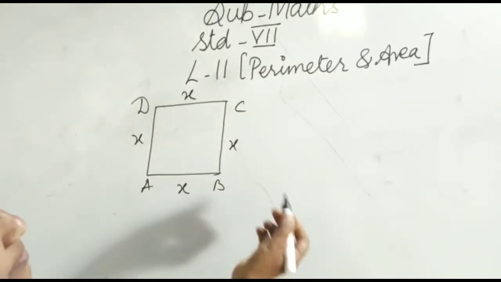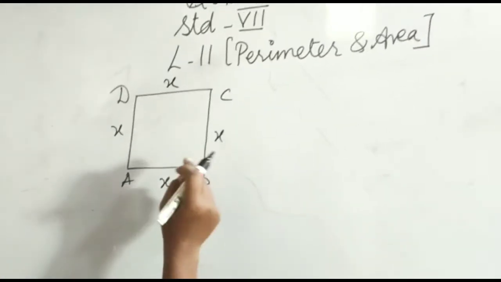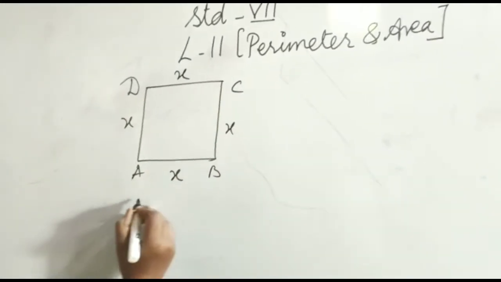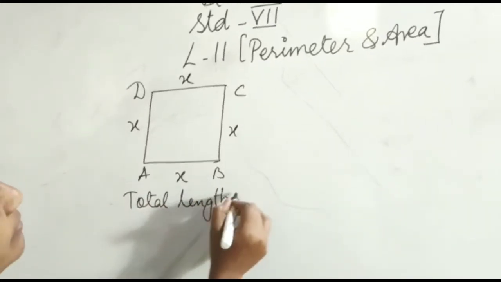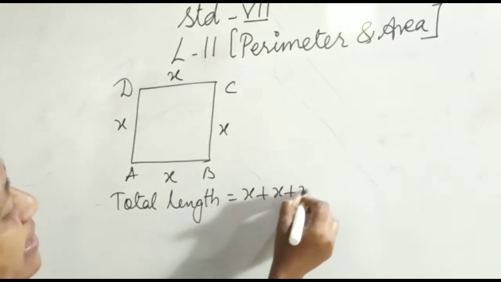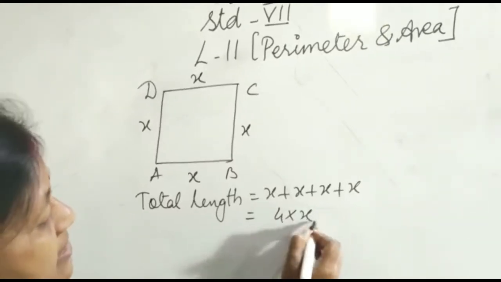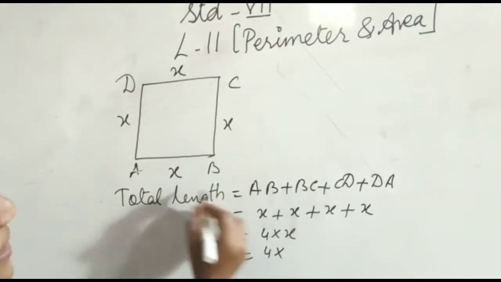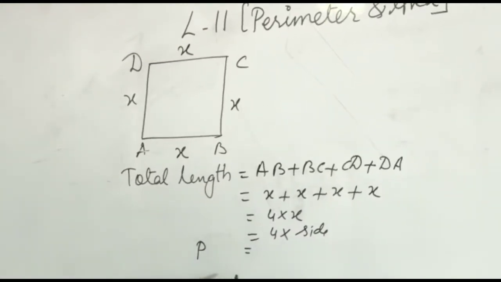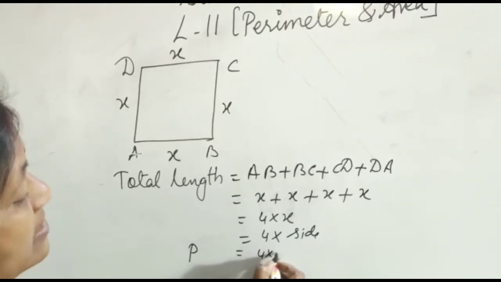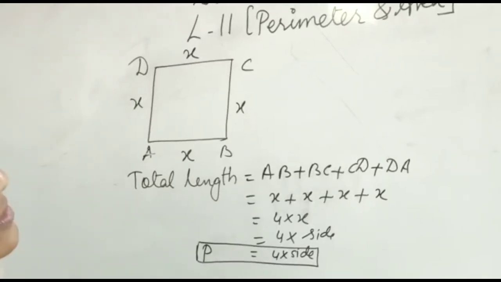Then, as I told you, perimeter means the total length along the boundary of any closed figure. Therefore, what will be the total length? The total length will be x plus x plus x plus x. That means 4 times x, that is 4 into x. And x is nothing but the length of each side. Therefore, the perimeter of a square will be 4 times side, that is 4 into side. This is the formula for the perimeter of a square.